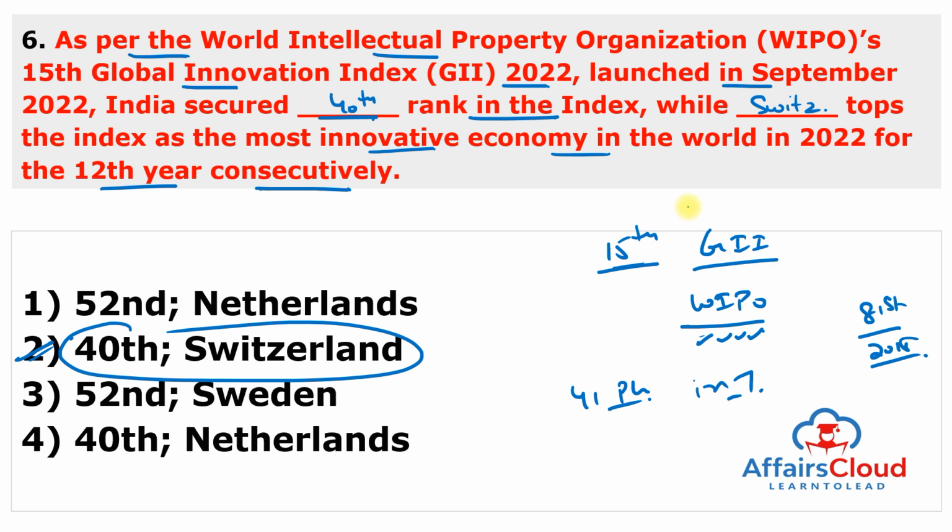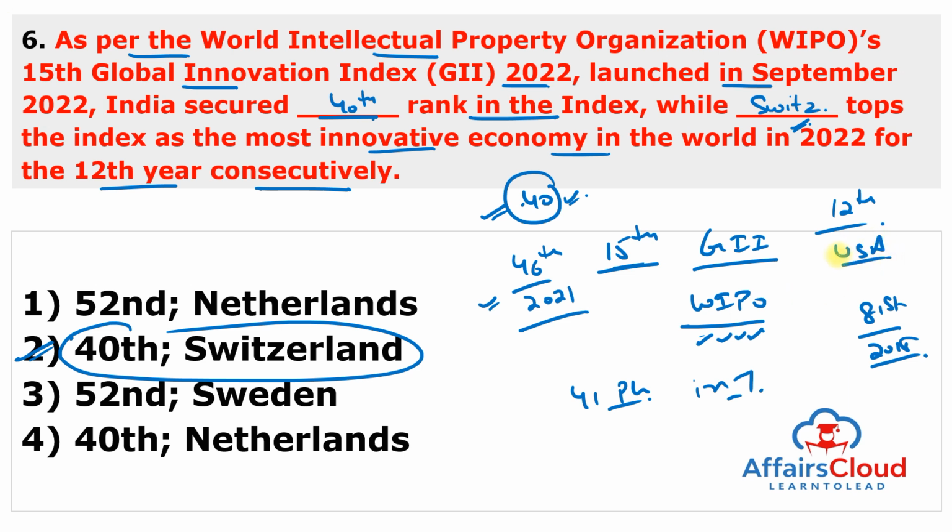And it should be noted that India entered the top 40 for the first time, and it stood at 46th in the year of 2021. Earlier the rank was 46th, now the rank is 40th. And the top country is Switzerland. It means Switzerland ranked at first position as the most innovative economy in the world in 2022 for the 12th year in a row, and it is followed by United States of America.